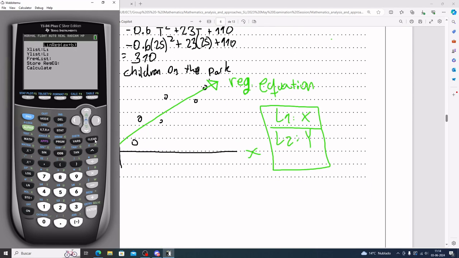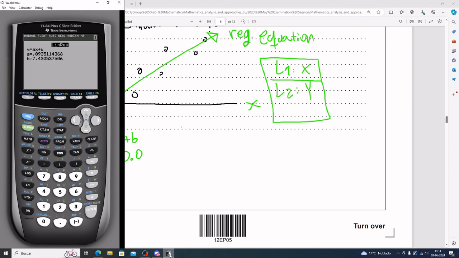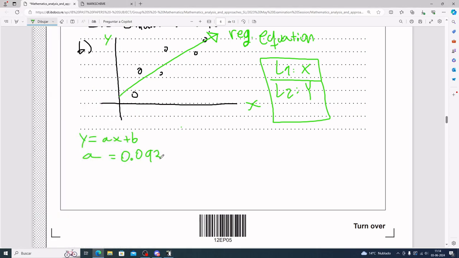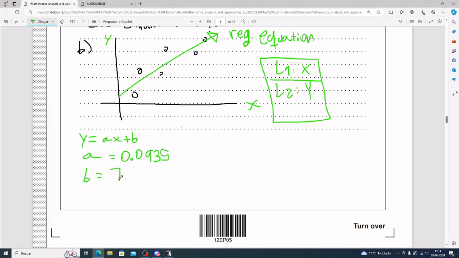If you go ahead and calculate from here, that is what you end up with. And so here, let me just write down everything. Here it says that y equals ax plus b, right? And what it's telling you is that a equals 0.0935 and that b equals 7.43. All right, I did this using significant figures.